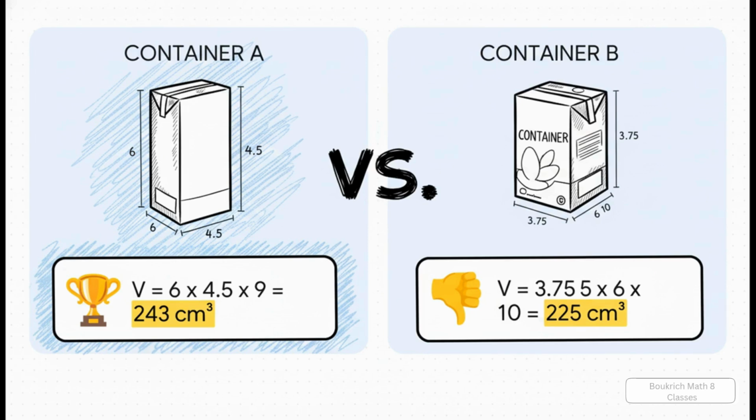Okay, container A is 6 by 4.5 by 9. That gives it a volume of 243 cubic centimeters. Container B is 3.75 by 6 by 10, which gives it a volume of 225 cubic centimeters. Well, the answer is clear. Container A holds more. It's the better deal.